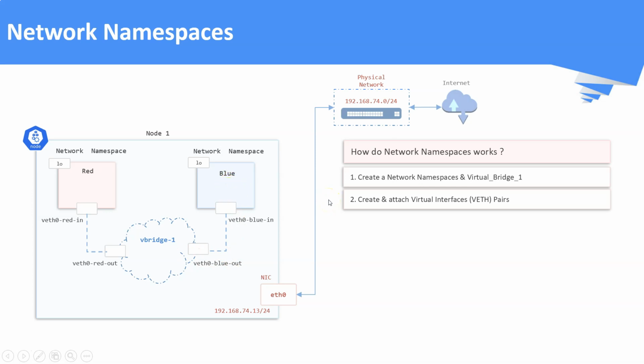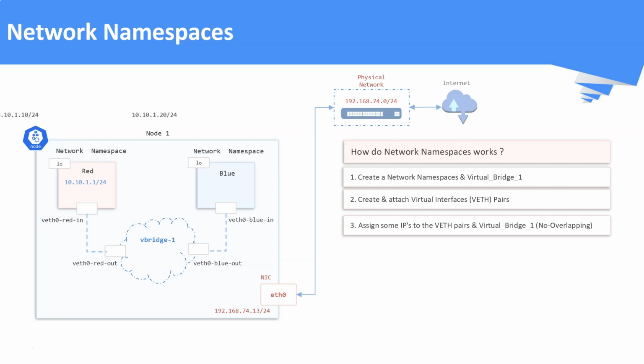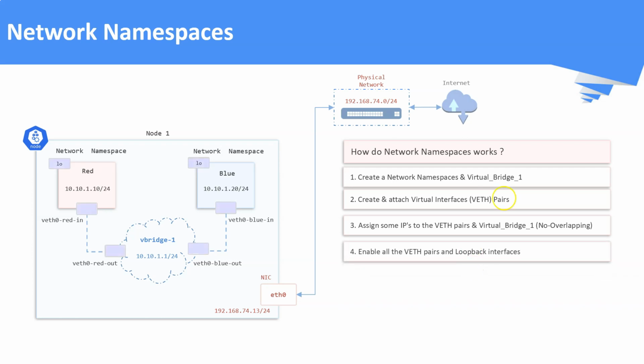In order for them to speak with others, they need an IP address. But these IP addresses should not overlap with each other. Once the IP addresses are assigned, we should enable all the interfaces. This should include loopback as well. Now these network namespaces can reach each other, but the outside connectivity is still not enabled.